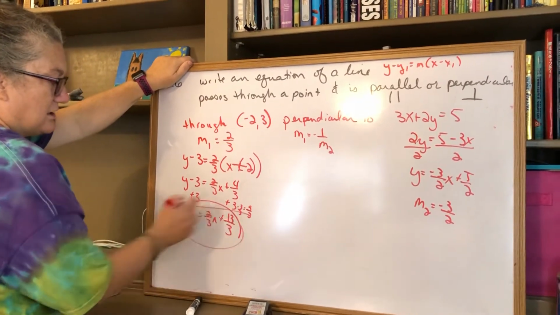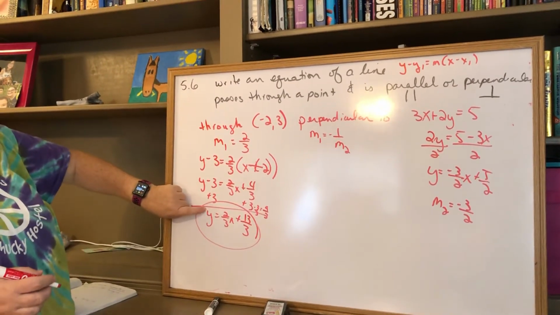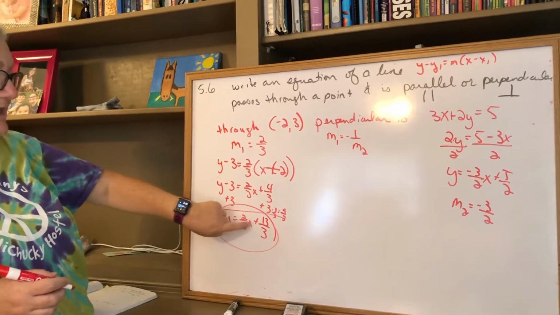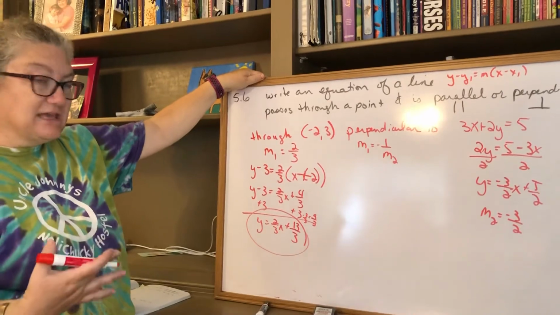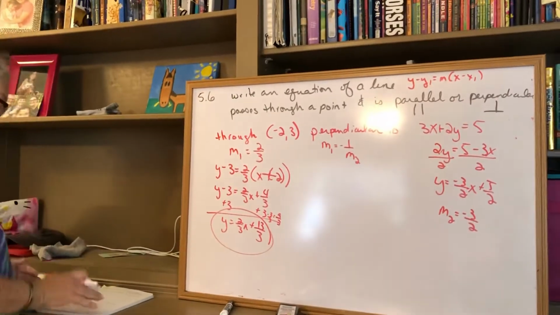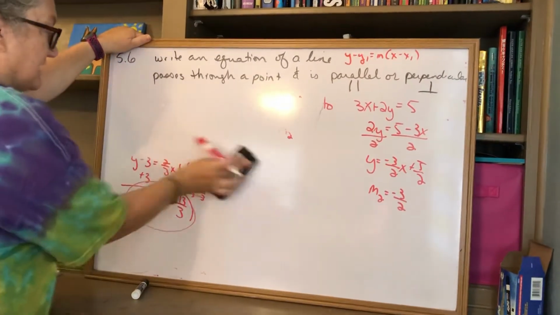Here's my equation of a line in slope-intercept form. This is slope-intercept form, y = mx + b. Standard form is ax + by = c. Okay? All right. Let's do one more, and then we'll call this section done.